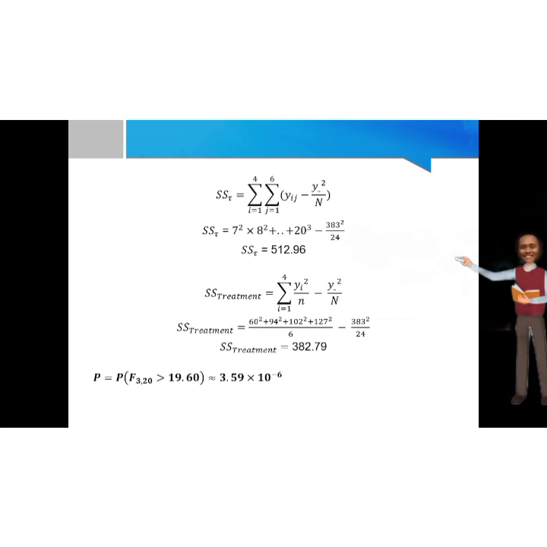SS treatments is equal to the summation of i equals 1 to 4 of y_i. squared divided by n, minus y.. squared divided by N. The SS treatments is equal to 60 squared plus 94 squared plus 102 squared plus 127 squared, divided by 6, minus 383 squared divided by 24. And the SS treatments is equal to 382.79. So the P-value is equal to P(F3,20 greater than 19.60), which is 3.59 times 10 to the negative 6.